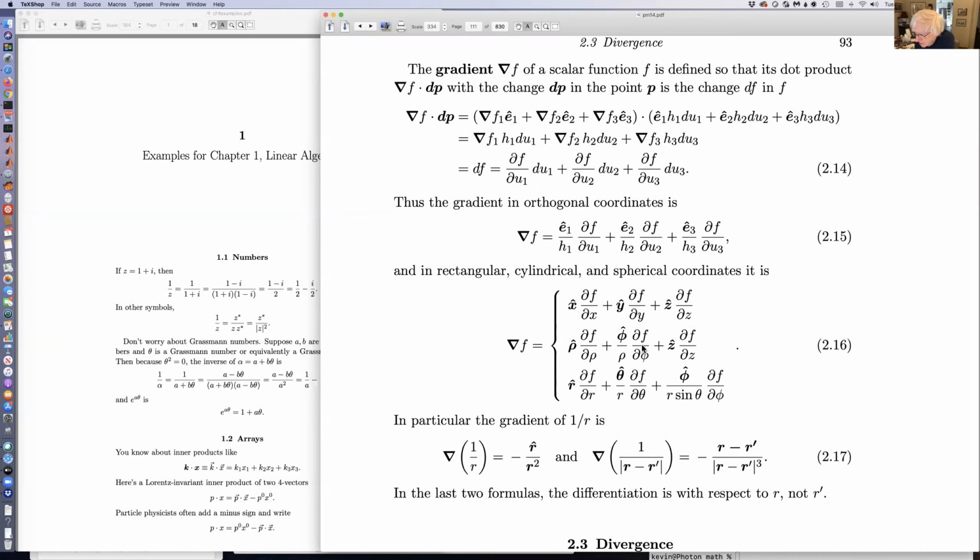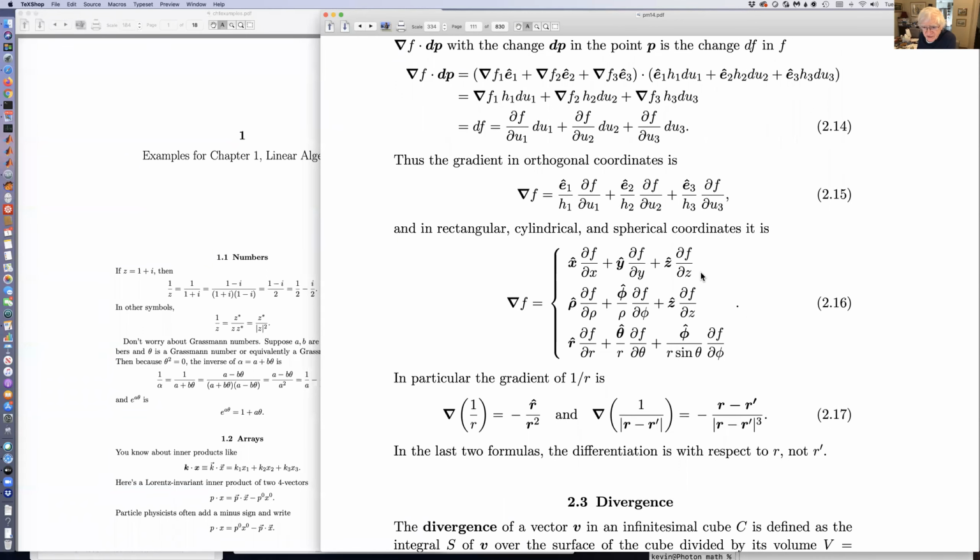Okay, there's a question here somewhere. Why divide again by h? Oh, we're dividing by h here because we're equating these things. So the coefficient of du1 is partial f partial u1, but the coefficient of du1 here is the first component of the gradient times h1. So if we want to know what the first component of the gradient is, it's got to be this thing divided by h1.